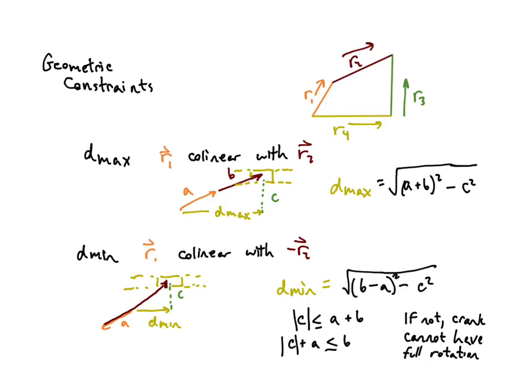The book has a great picture. I'll see if I can put that on the canvas here. That just means that essentially the crank can't have a full rotation. It's a non-Grashof type link. Grashof's not the correct word, but we get the idea.